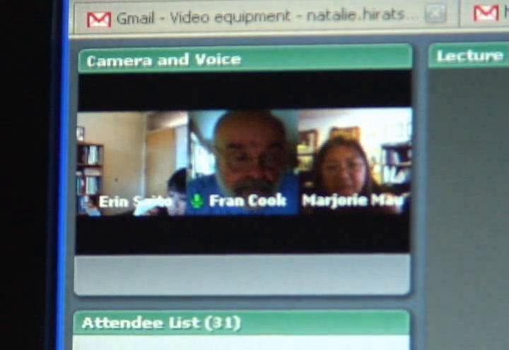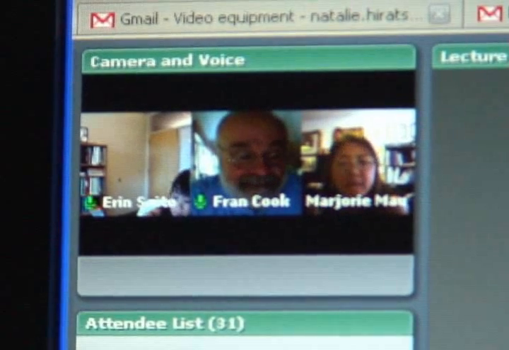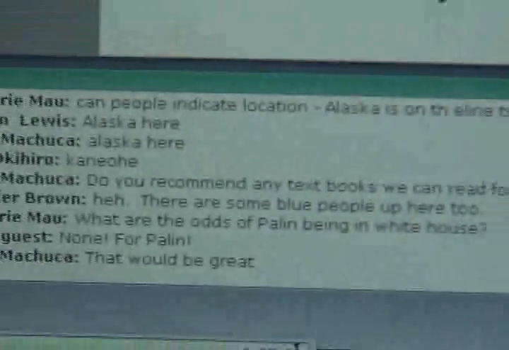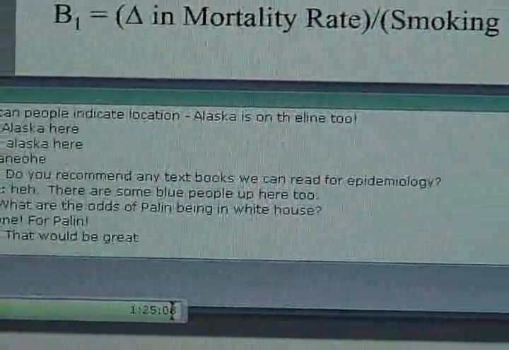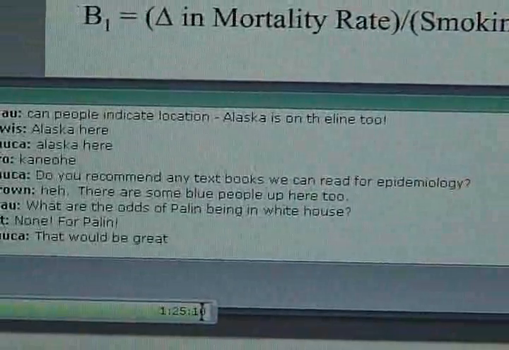Okay. What are the odds of Tatum being in the White House? Well, that's very subjective, as someone said before. We'll know that before this course ends. Okay. So, Erin, is this it, or what?